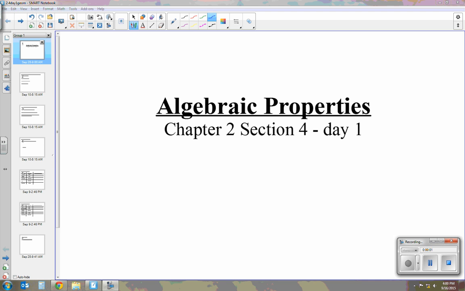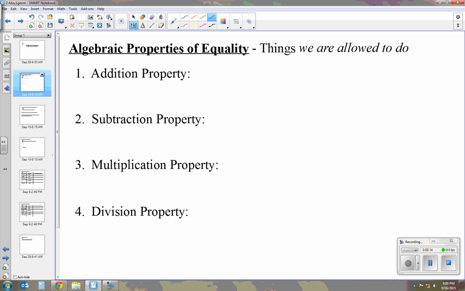Today I'm going to be talking about algebraic properties, and these are going to lead into algebraic proofs. Before we can do algebraic proofs, we have to remind ourselves of the properties that we can use when solving an algebra problem, and then we're going to practice identifying them.